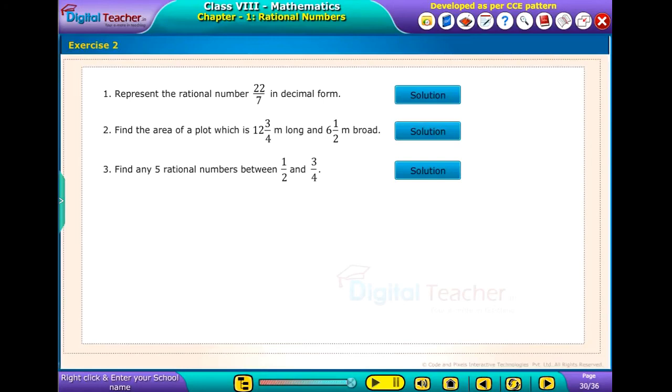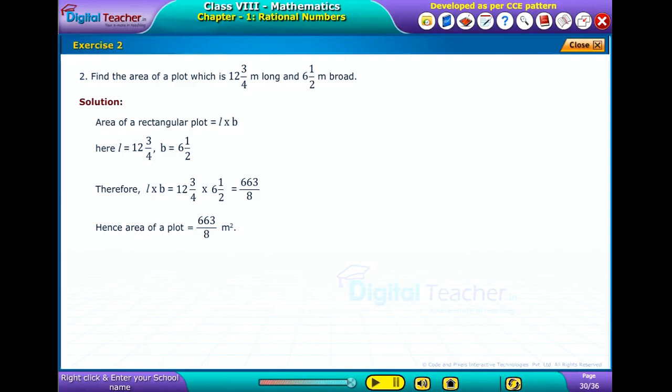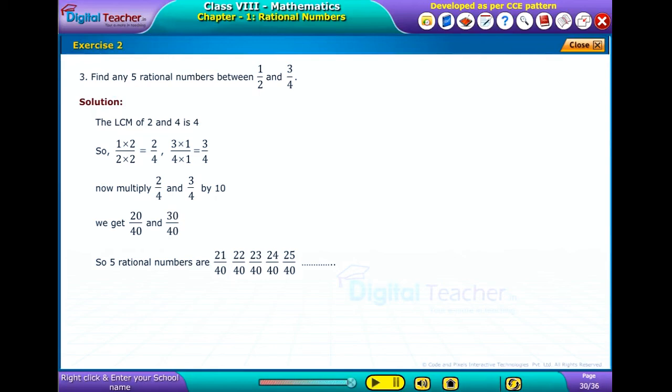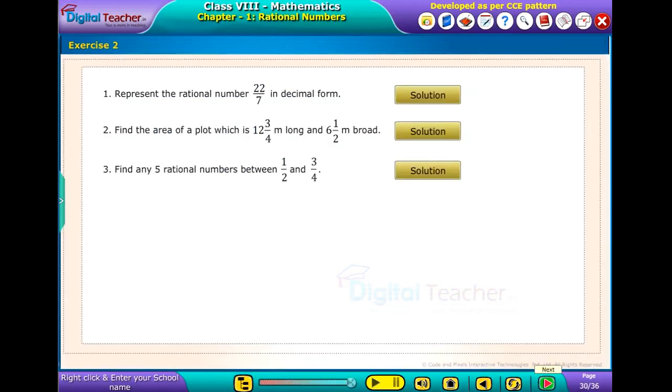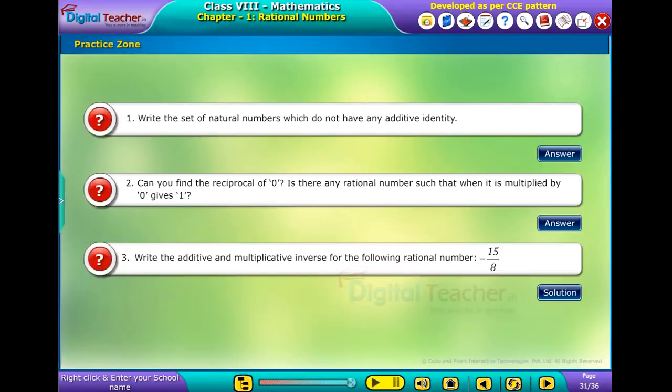Let us solve a few exercise problems. Click the tab to view the solution. Try to solve the problems in the practice zone on your own. You can click Answer for your reference.